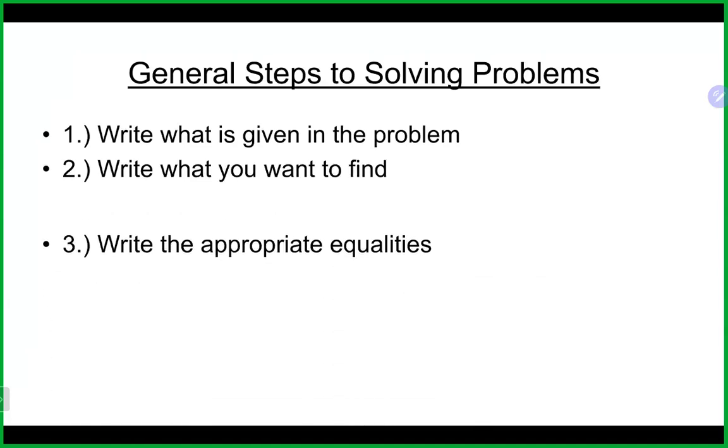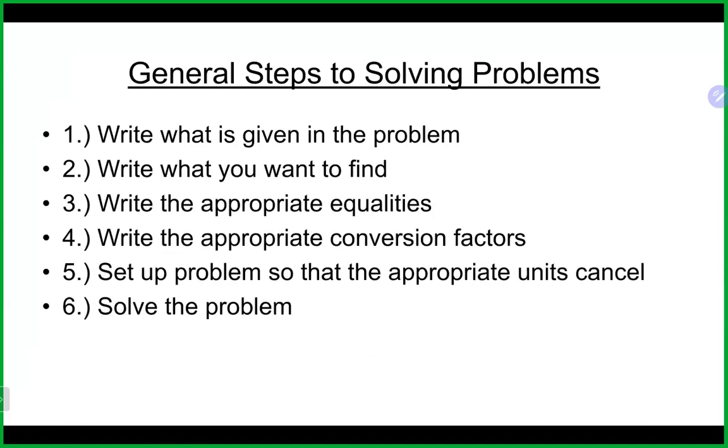So the general steps to doing these problems, we want to write what's given to us. Oftentimes that helps us a lot, especially if you do know some formulas, you can label what things are and it'll point you in the right direction of the formula. You want to write what you want to find. You want to think about what equalities will help, and what conversion factors will help as well. And then you want to think about a path to get you to where you want to go.